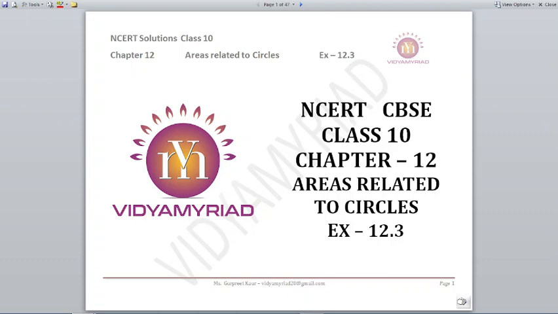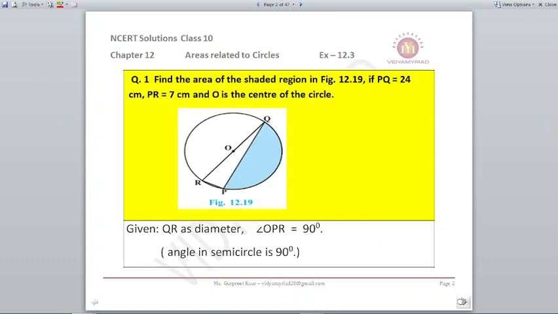This video is made for class 10 on chapter number 12, Areas Related to Circles, and today we are going to begin with exercise 12.3 from NCERT. Question number 1. Find the area of the shaded region in figure 12.19 if PQ is 24, PR is 7 and O is the center of the circle.